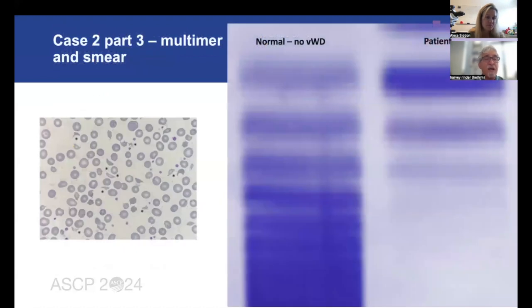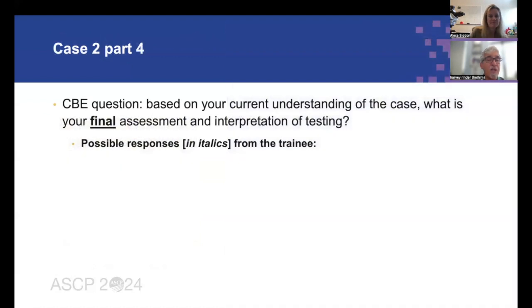Instead, the Multimer testing, as shown on the right, shows a normal pattern on the left and the patient on the right, where you can see high molecular weight multimers at the bottom of the screen are absent or decreased. And on the left, you can see the smear where the asterisks show multiple schistocytes. So in our next slide evaluation, the resident is able to look at these and give the following assessments.